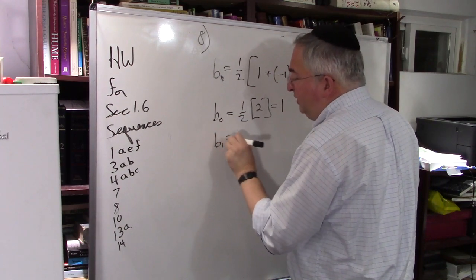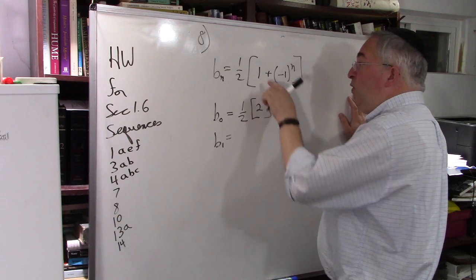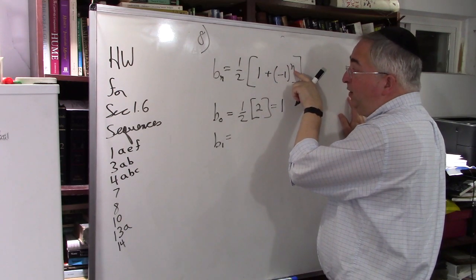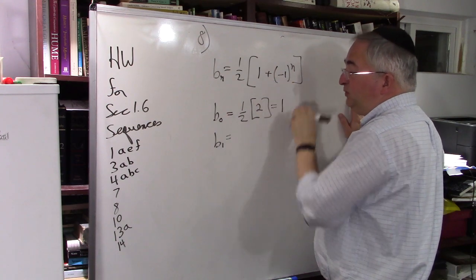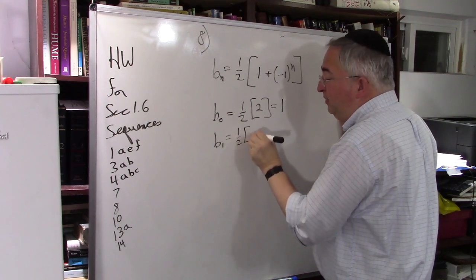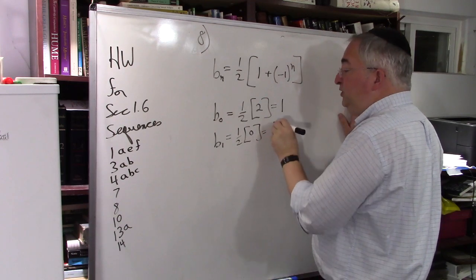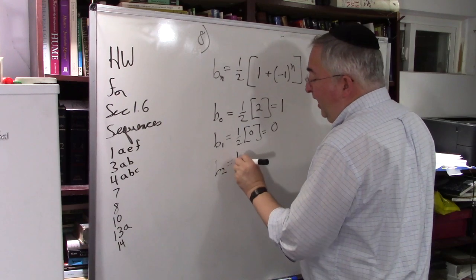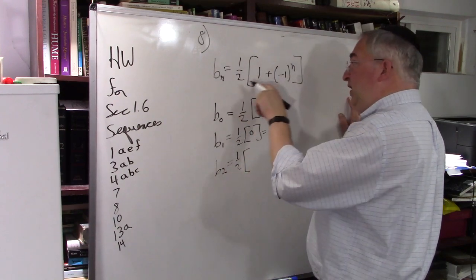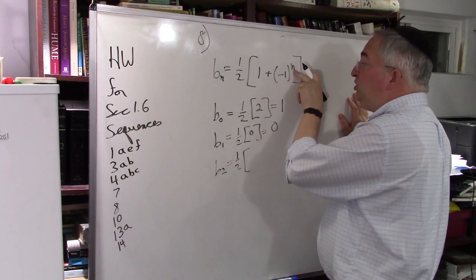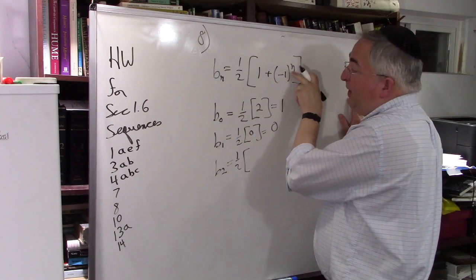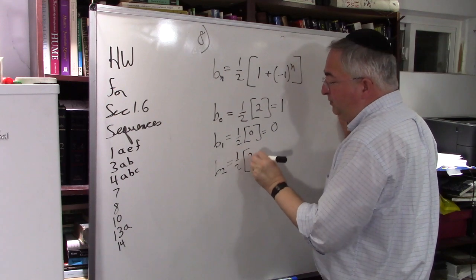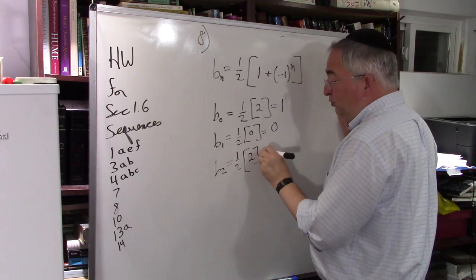B1 is equal to, let's go through it, 1 plus (-1)^1, so that's minus 1, so 1 plus minus 1 is 0, so that's going to be a half times 0, which is equal to 0. B2 is equal to a half times, let's do it again, 1 plus (-1)^2, that's a square. Minus 1 to the 2 is positive 1, so this becomes 2. A half times 2 is 1.